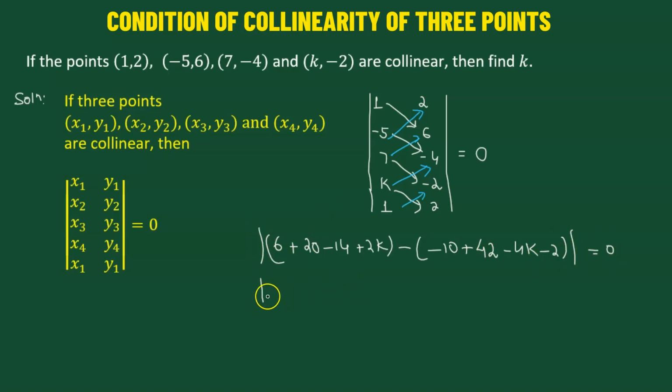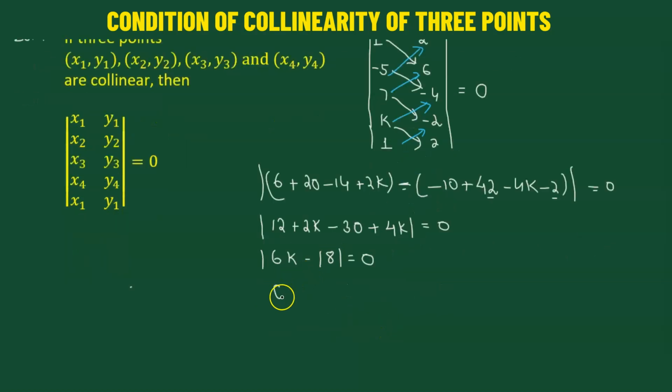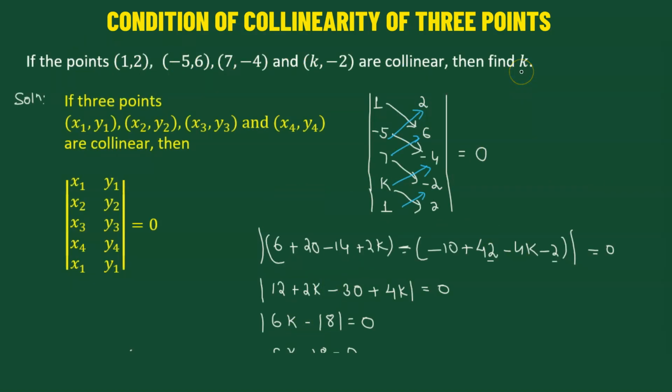Fine. Now we have 6 plus 20, so that's 26. 26 minus 14, so that's going to be 12. So we have 12 plus 2k, negative 30, positive 4k. This will be equals to 0. Now we have 2k plus 4k, so that's 6k. Then negative 30 plus 12, so that's going to be negative 18. So this will be equals to 0. Now we can also rewrite it as 6k minus 18 equals to 0. Solving for k, we have k equals to 3. Therefore, the value of k is going to be 3 such that these 4 points are collinear.